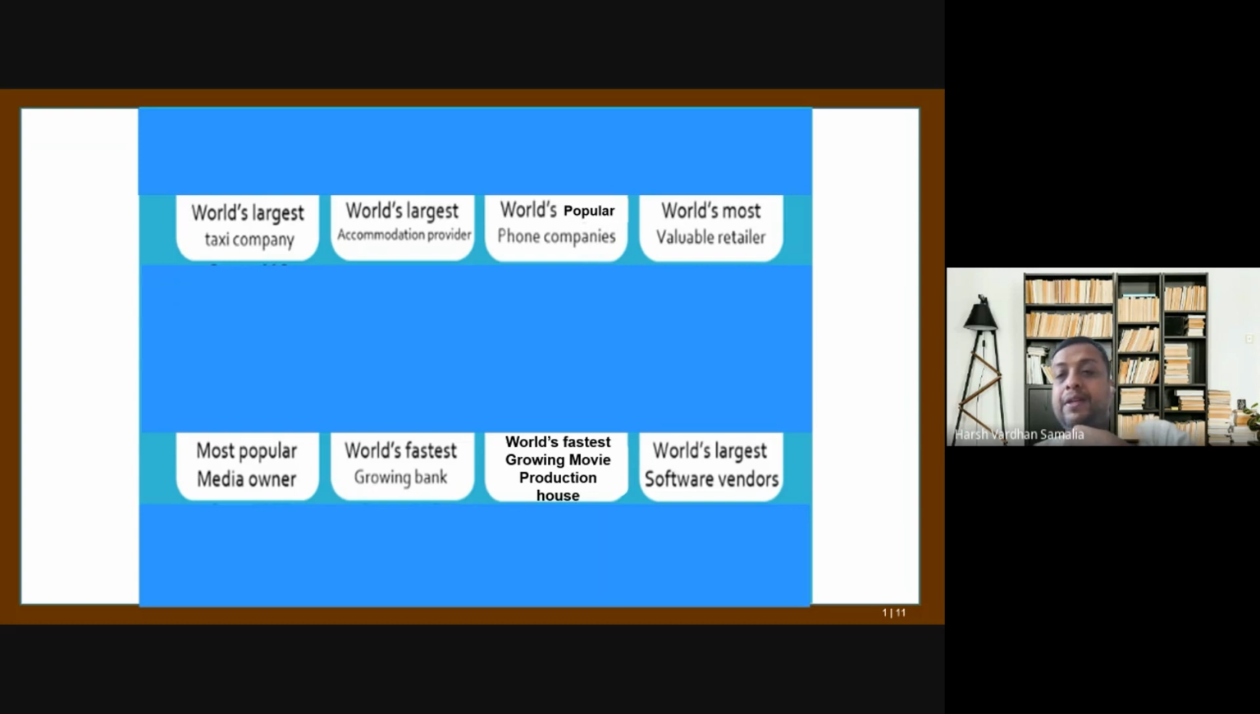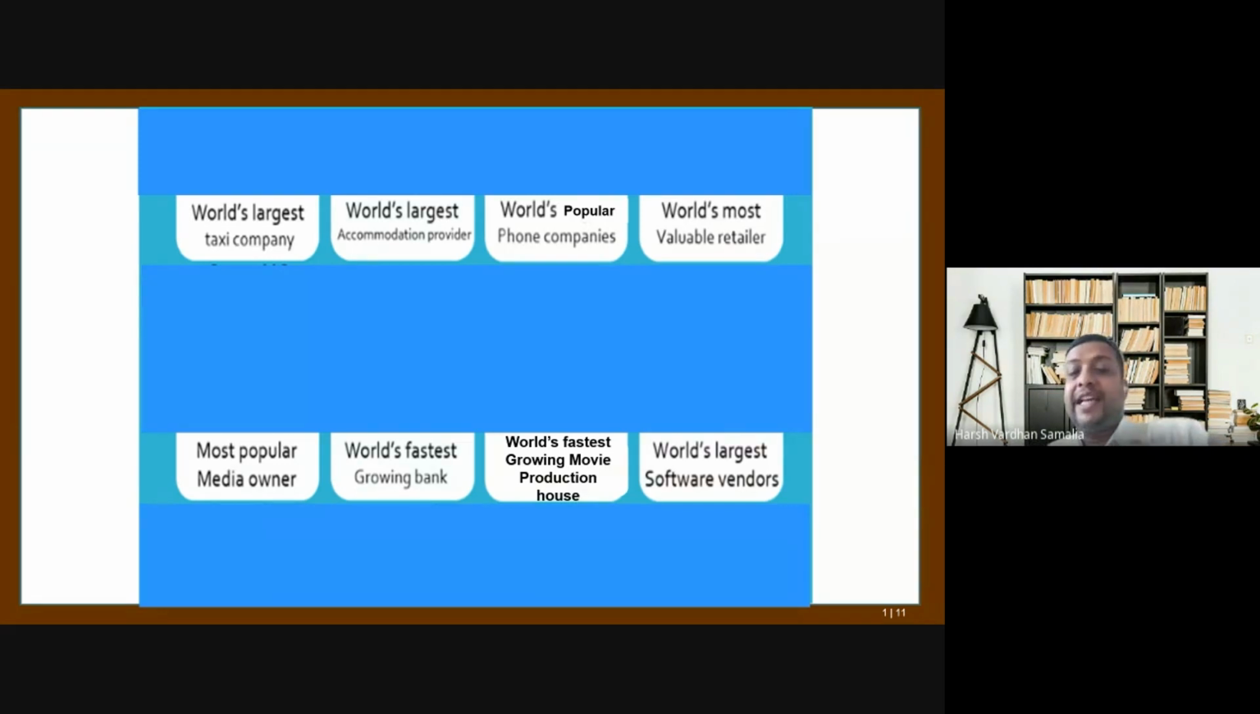Okay, but still I have got only Sandeep sir, you have given only one answer. I asked for at least 3 answers out of the 4 questions: world's largest taxi company, world's largest accommodation provider, world's most valuable retailer, and world's fastest growing movie production house. Sandeep sir is correct in at least one question. Alok sir is correct in the third question. Absolutely correct. And Ranjit sir has also given the right answer.